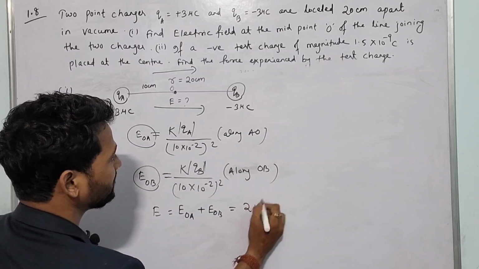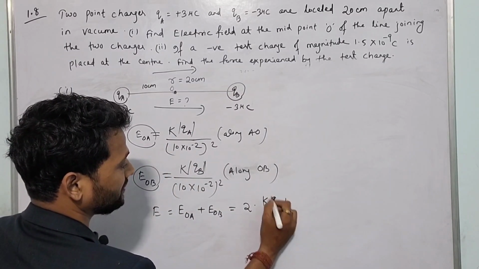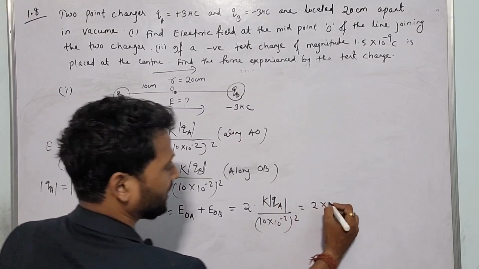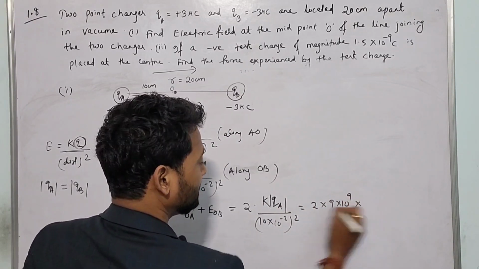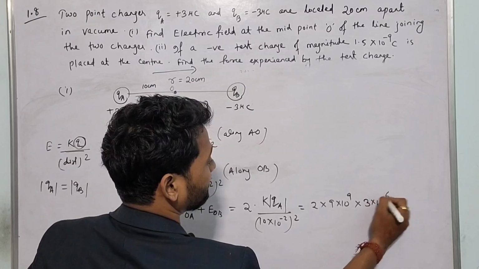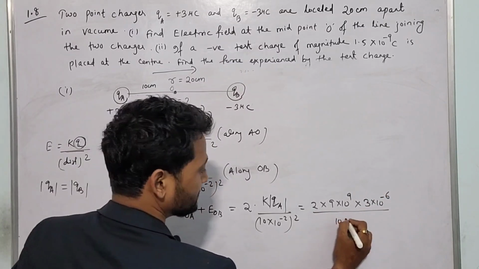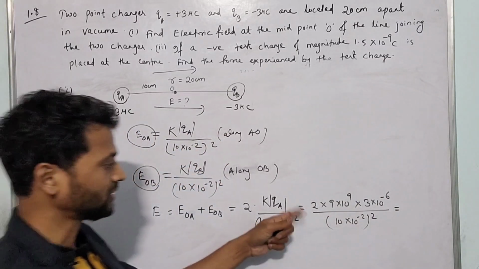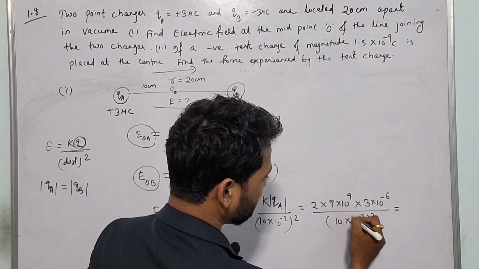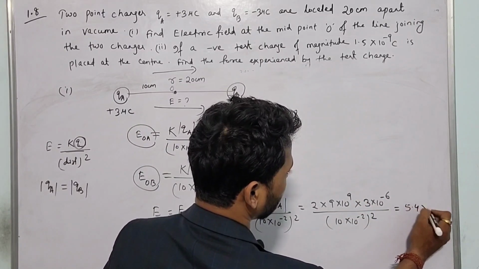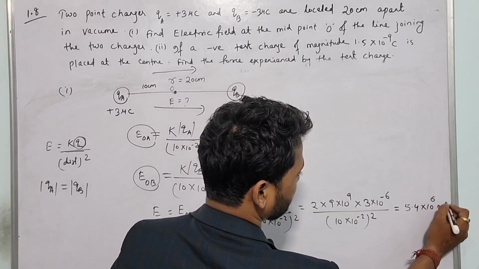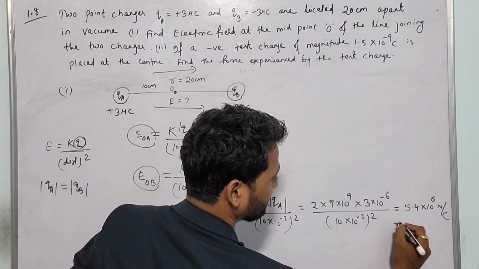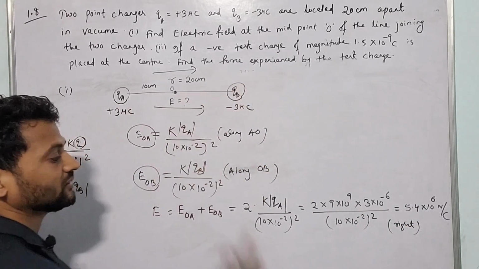Since both are the same, we can write 2 into K QA modulus upon 10 into 10 to the power minus 2, squared. So here I can put the value. K value is 9 into 10 to the power 9, QA is 3 into 10 to the power minus 6, and distance is 10 into 10 to the power minus 2, squared. So you can solve it. If you solve it, the 10s will cancel. The answer will be coming, I think, 5.4 into 10 to the power 6 Newton per coulomb. That is your final answer. And what is the direction of net electric field? Towards right. Towards right. Clear?